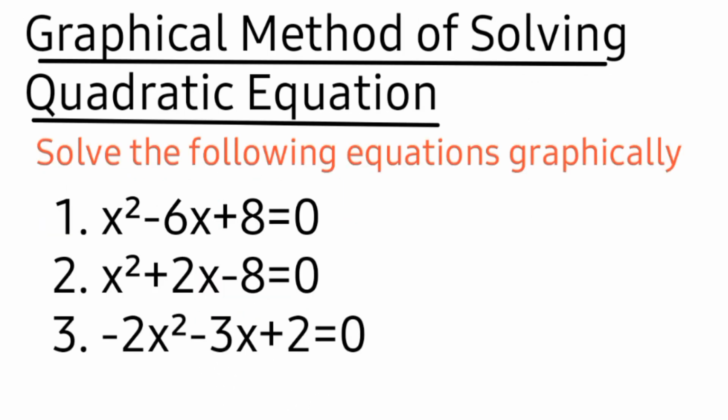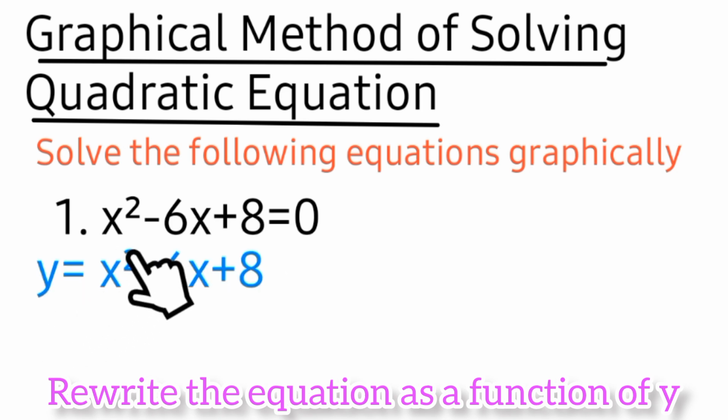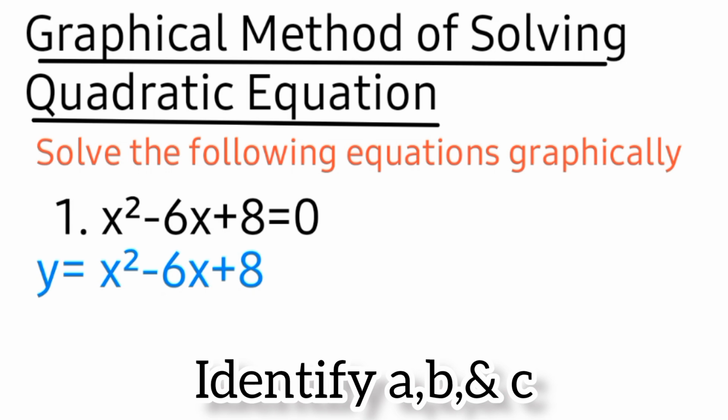We've been asked to solve the following equations graphically. Now let's start with question number 1. Let's rewrite this equation as a function of y. So we have y equals x squared minus 6x plus 8. Identify a, b, and c. a is 1 because the coefficient of x squared here is 1. b is minus 6. c is 8.